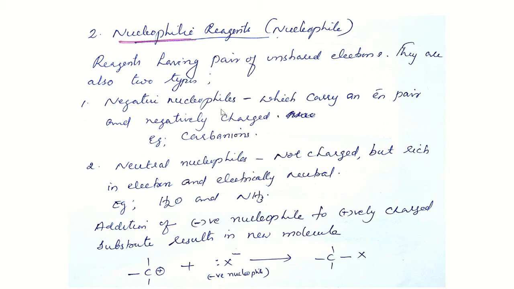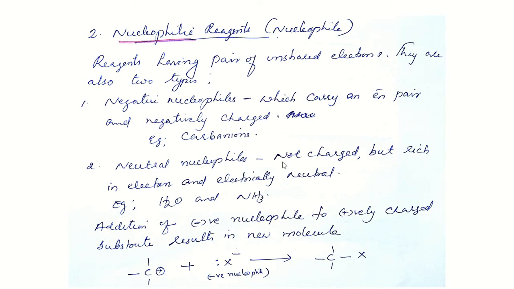So what are negative nucleophiles? The nucleophiles which carry an electron pair and are negatively charged. Nucleophile means nucleus loving, that means positive charge loving. That is, they should have a negative charge. For example, carbanions.